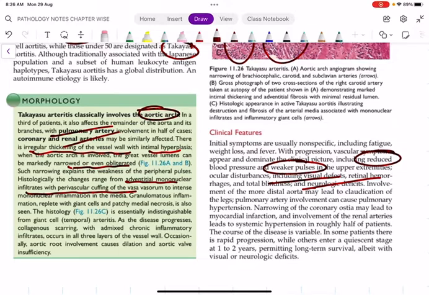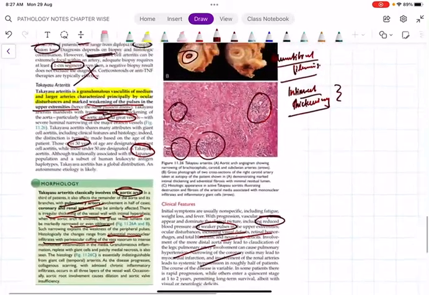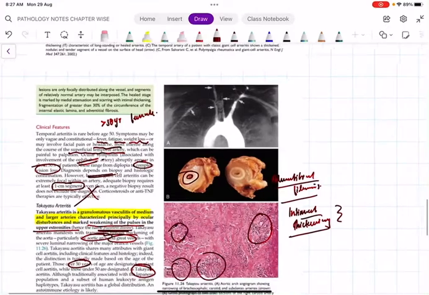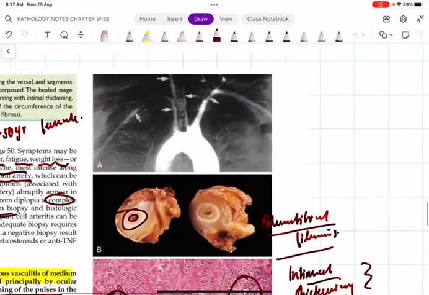Sometimes the patient may present with pulmonary artery hypertension or coronary artery disease because of the involvement of the coronary arteries and the pulmonary artery. Even the patient may come with renal artery stenosis also. So these are the very important points that you have to remember. See, this is the aortic arch angiogram. You can see the luminal narrowing. You can see a small constriction there.